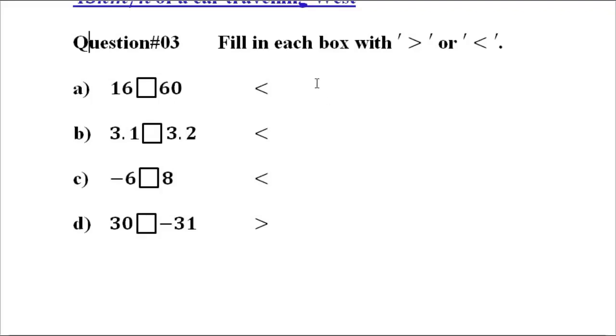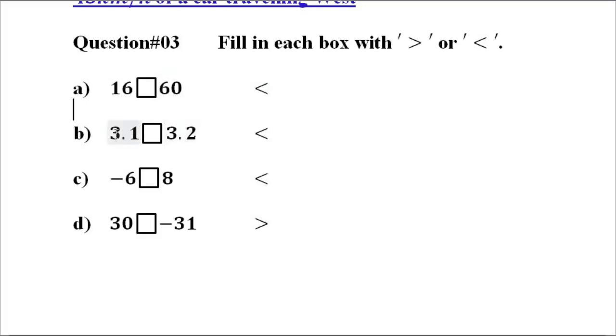Moving on to question 3, the statement of the question is as follows. Fill in each box with greater than or less than symbol. It's a simple question. All you have to do is identify the largest and smallest numbers and put the less than or greater than symbol in the boxes. The first part is 16 and 60. It's very simple. Since 60 is greater than 16, therefore I'll put the less than symbol between 16 and 60. And I will read it as 16 is less than 60.